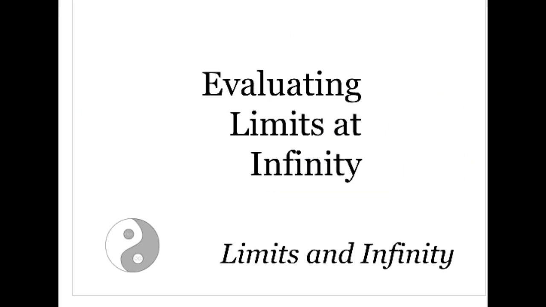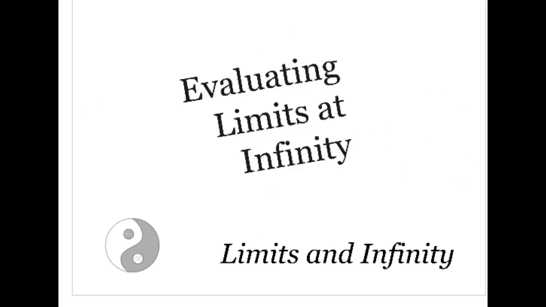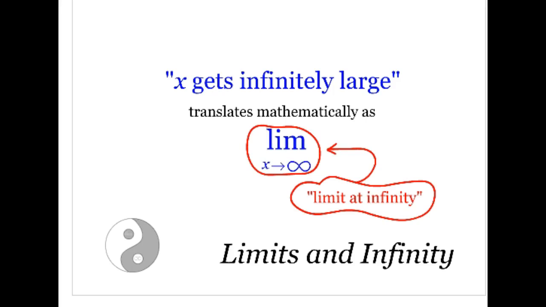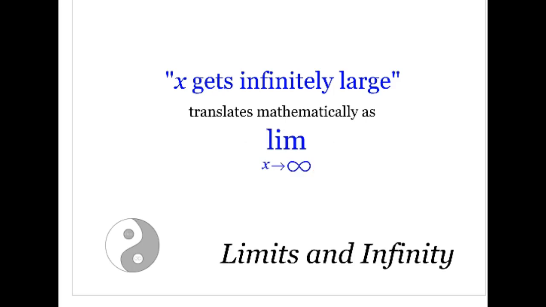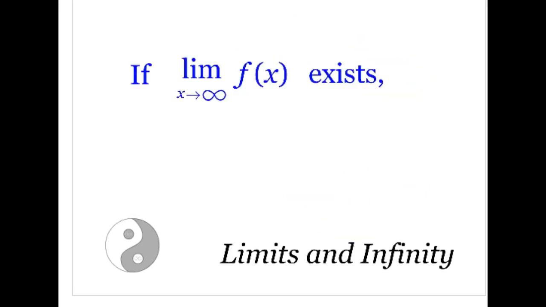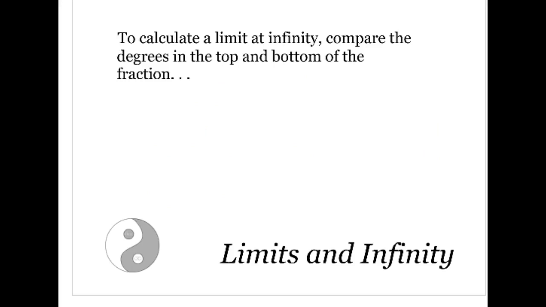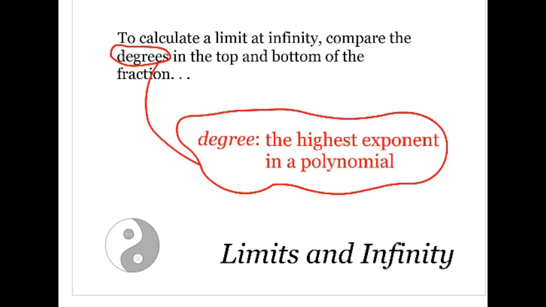When I was explaining the last example, I said that x was getting infinitely large, and we translated that mathematically as the limit as x approaches infinity. Now, this type of limit is called a limit at infinity. If this limit exists for a function, then that function possesses a horizontal asymptote at the height given by the limit. Now, that's a lot of gobbledygook, but it's very simple in practice. Limits at infinity are very easy to calculate. All you have to do is compare the degrees in the numerator and denominator of the given function. By the way, the degree is the highest exponent.